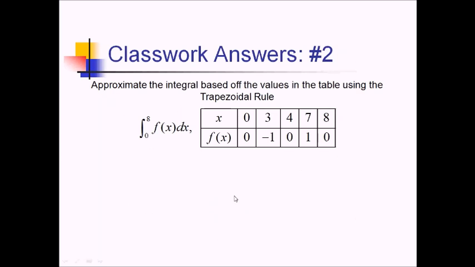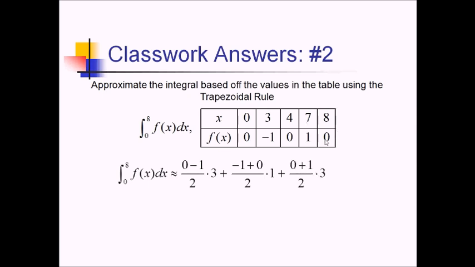On this problem, we want to find the trapezoidal approximation of this integral using this table. So this is going to be 0 plus -1 over 2 times a base of 3. And this is approximately equal to all of this here. Then -1 plus 0 over 2 times a base of 1. 0 plus 1 over 2 times a base of 3. And 1 plus 0 over 2 times a base of 1.